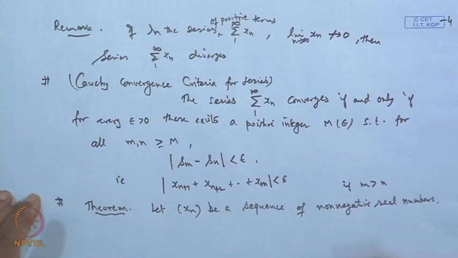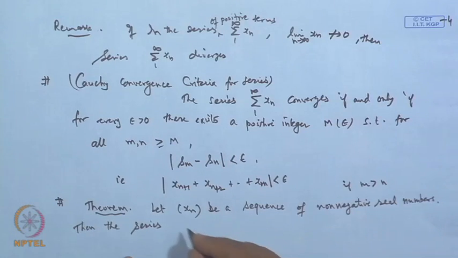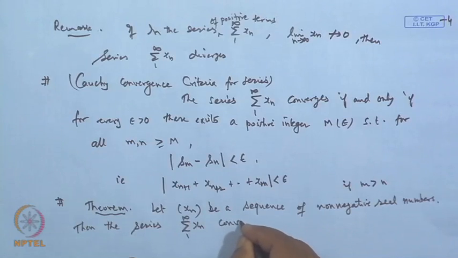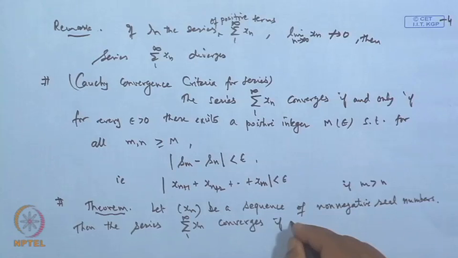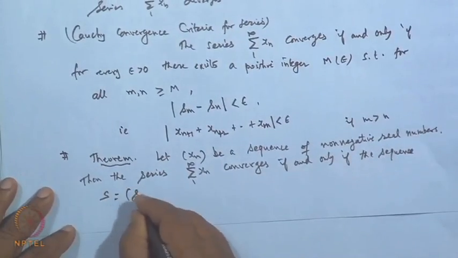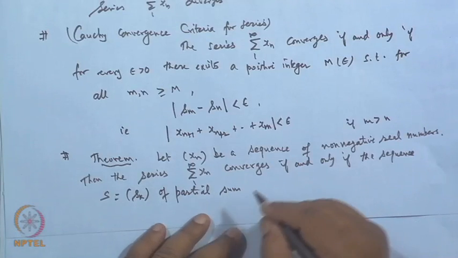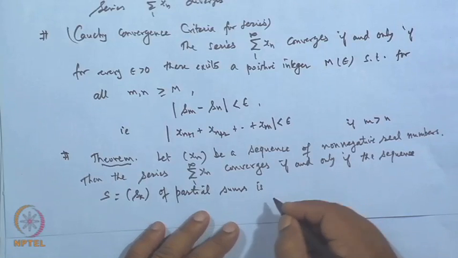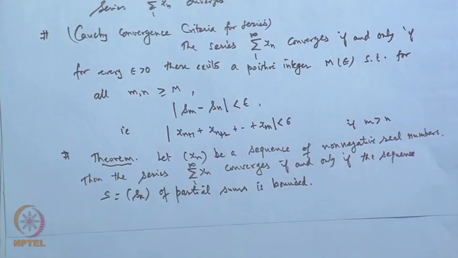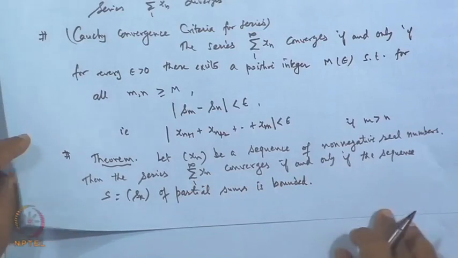Real numbers, then the series sigma x n, 1 to infinity, converges if and only if the sequence of partial sums S k is bounded. And in fact, when it is bounded, the limit superior of this, the limit of S n, will come out to the sum of this. So, let us see the proof of it.